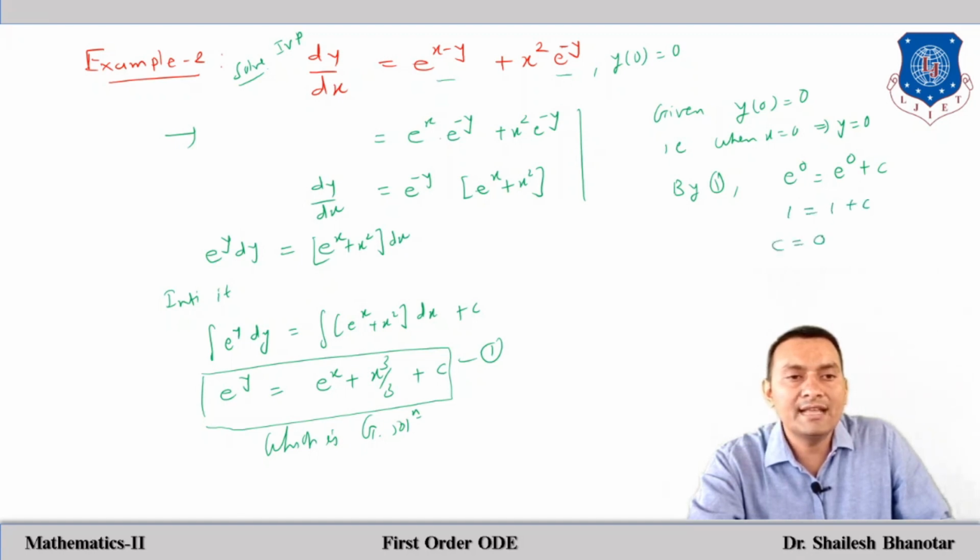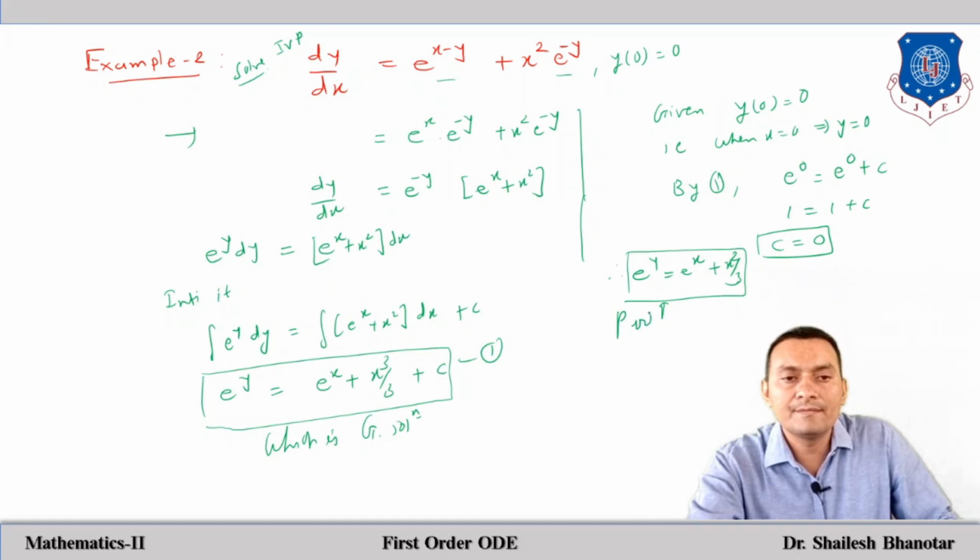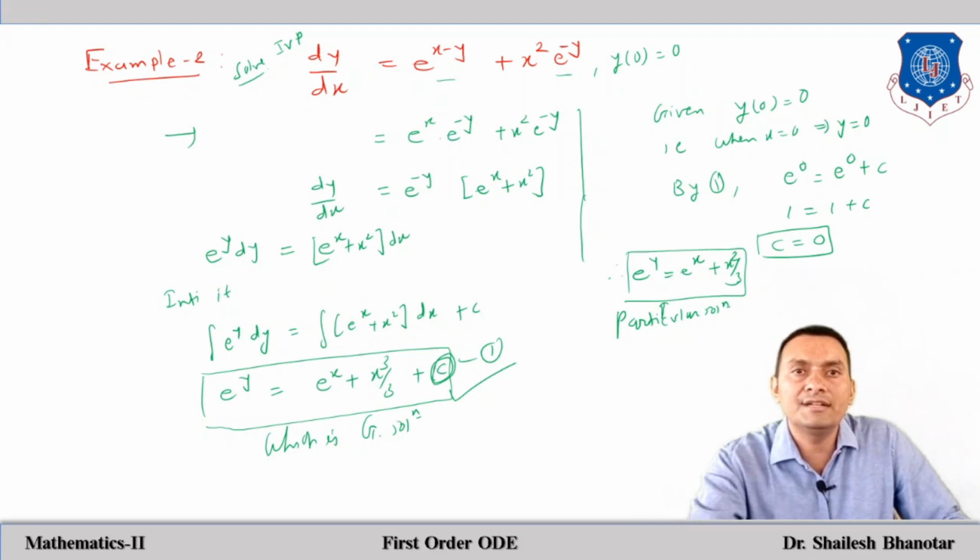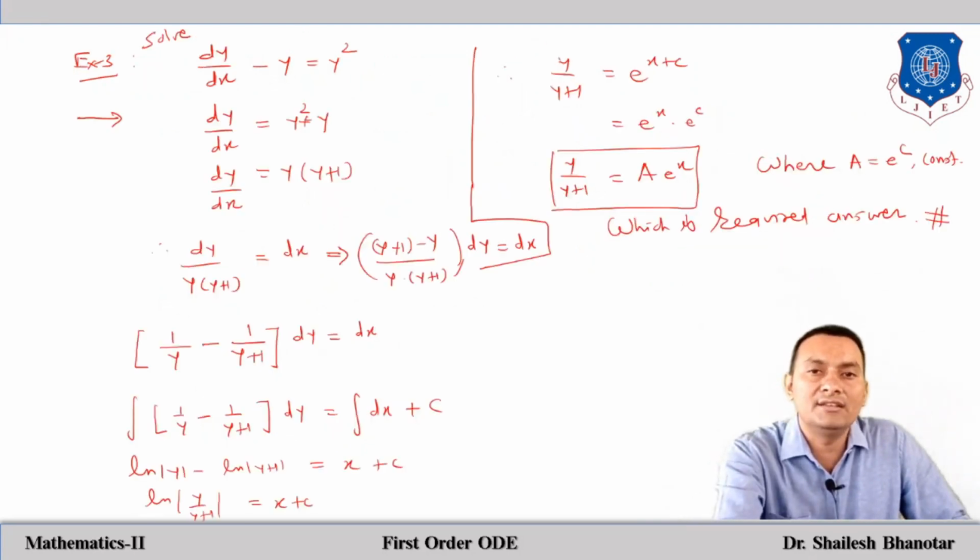So from this we can say c is equal to 0, and therefore equation number 1 reduces to e raised to y is equal to e raised to x plus x squared by 3, and this is exactly the particular solution, because it is obtained from the general solution by giving a particular value to the arbitrary constant, and therefore it is known as a particular solution.